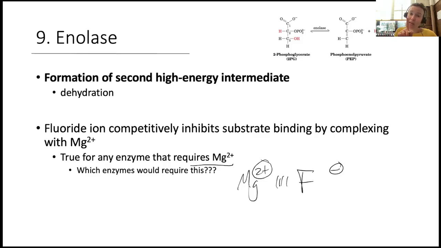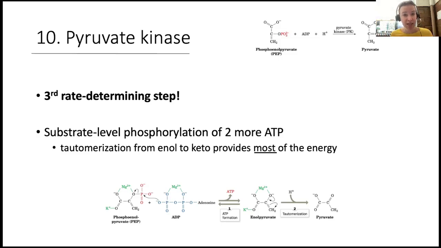Finally, folks, in one step, if we form a high energy intermediate, in the next step, we harvest that energy to synthesize ATP. So that brings us to the last enzyme of glycolysis, pyruvate kinase, that converts PEP into, finally, pyruvate. Along the way, we cleave the high energy bond to convert ADP into ATP. This is the third rate determining step of glycolysis. And we see another substrate level phosphorylation and formation of 2 more ATP, because remember, this reaction is happening twice for each molecule of glucose.